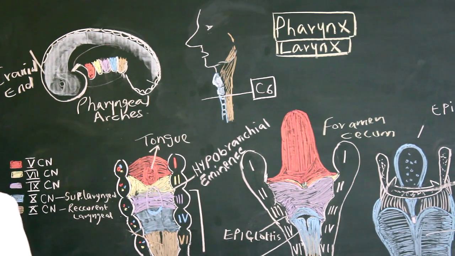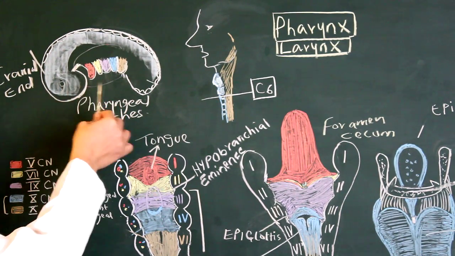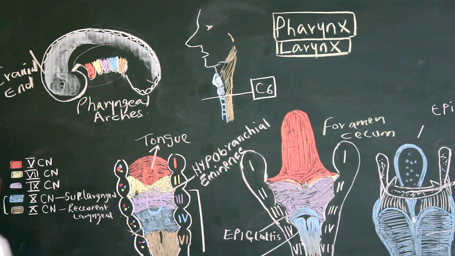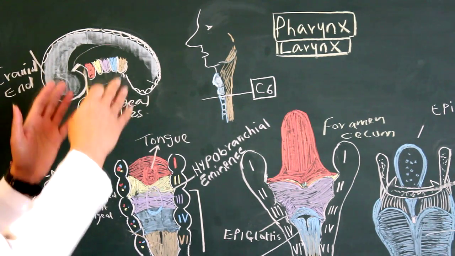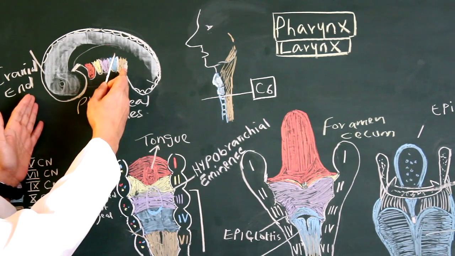So the arches have a mesodermal component, and each arch has its own artery, vein, like its own vessels, and its own nerve, because this is the cranial end of the embryo. So we have 12 pairs of cranial nerves, and these cranial nerves will be innervating different developing structures in the head and neck region. Alright?